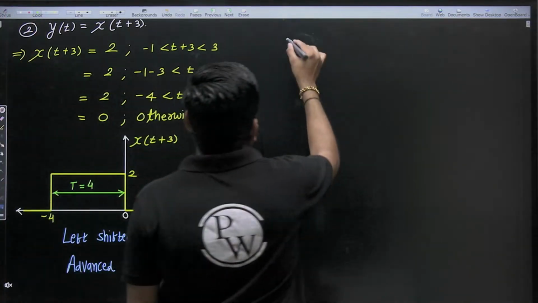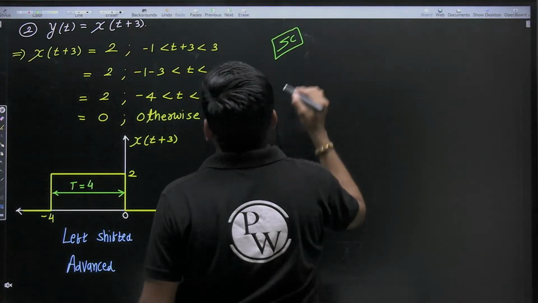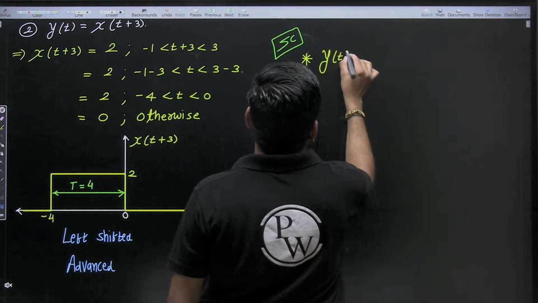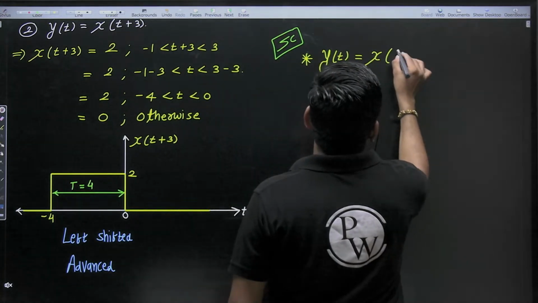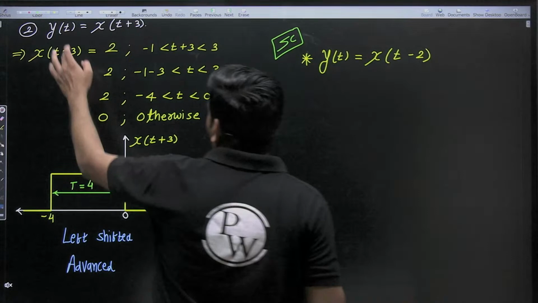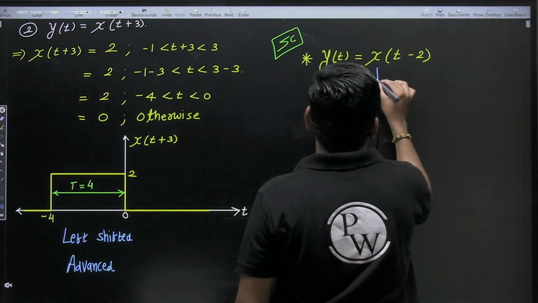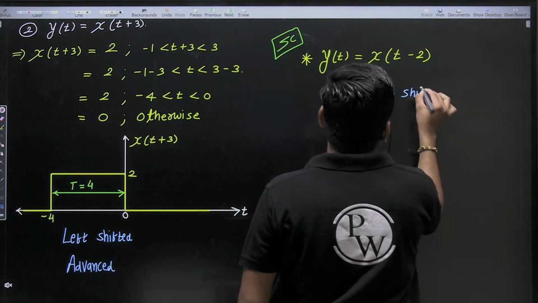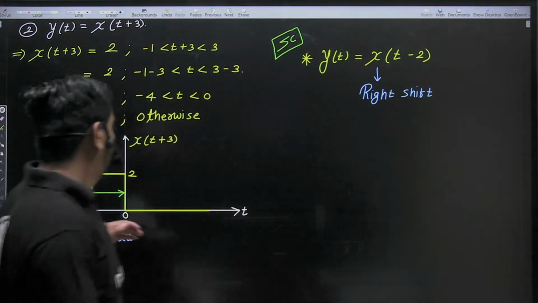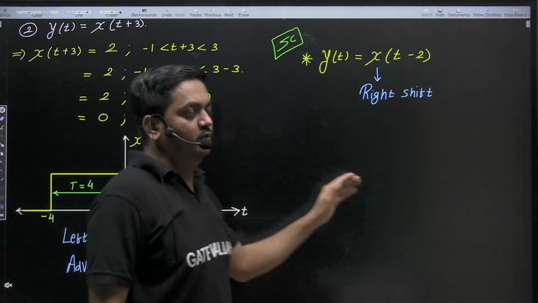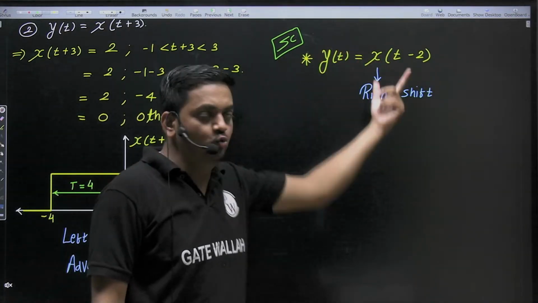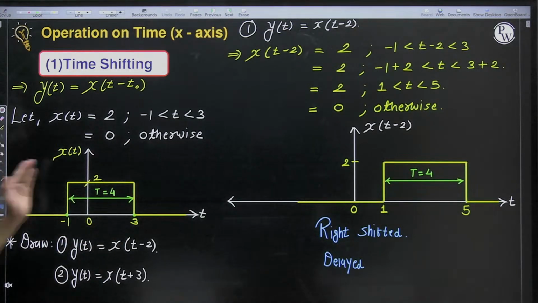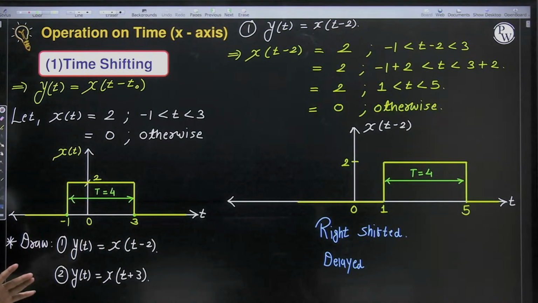So what is the shortcut? Suppose y of t is equal to x of t minus 2. Then you simply have to add. Here it is a right shift, the signal will shift to the right side. A right shift is only possible if you add 2. Suppose x of t minus 2, this will shift right only if you add 2 here and 2 here.